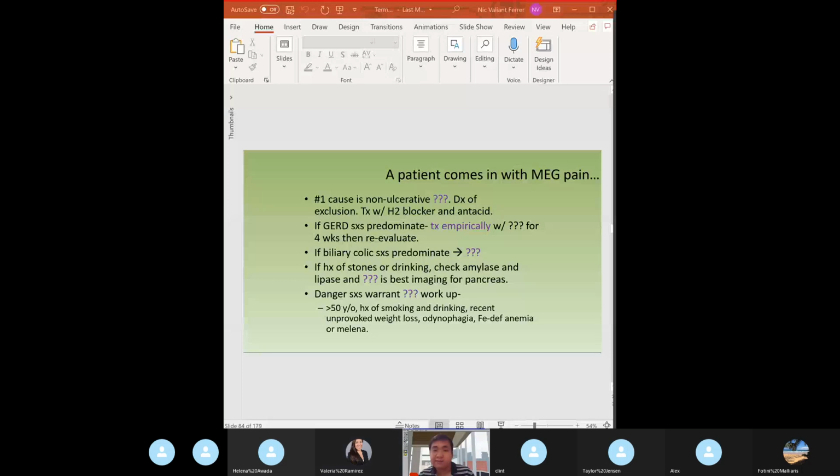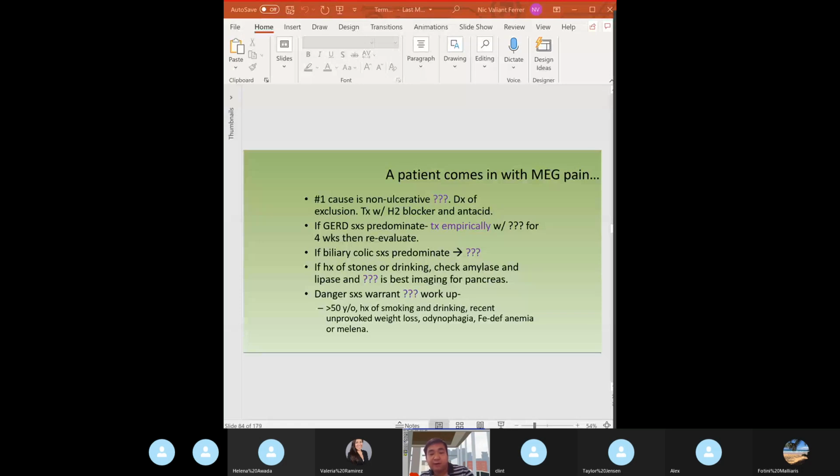Gallbladder. What happens to the sluggish, right? So you do a sonogram to check for the stones, right? If there's a history of stones or drinking, check amylase and lipase, and CT scan is the best imaging for pancreas. So if the vignette says pancreatitis, acute or chronic pancreatitis, think about CT scan as the best imaging for the pancreas. When can you do endoscopic workup?